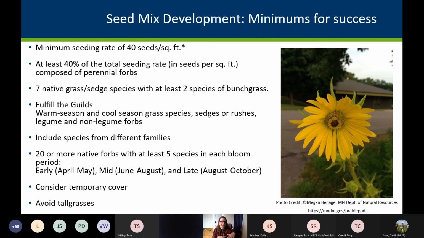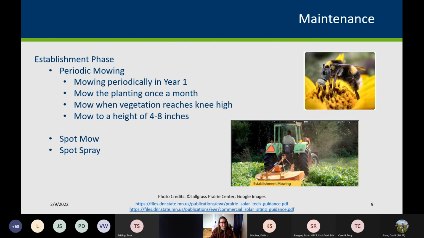We really avoid doing that in the array area because we don't want to shade out the panel. It's one of the things that solar developers are most concerned about. They want to maximize that solar resource. So then our guidance goes into establishment phase. What are the things that you should do? This is 0 to 5 years for the solar companies.